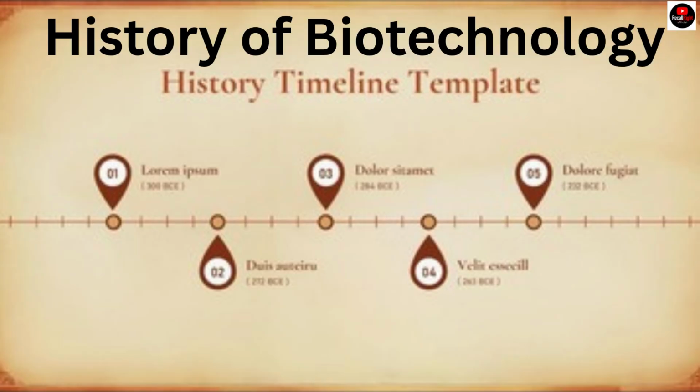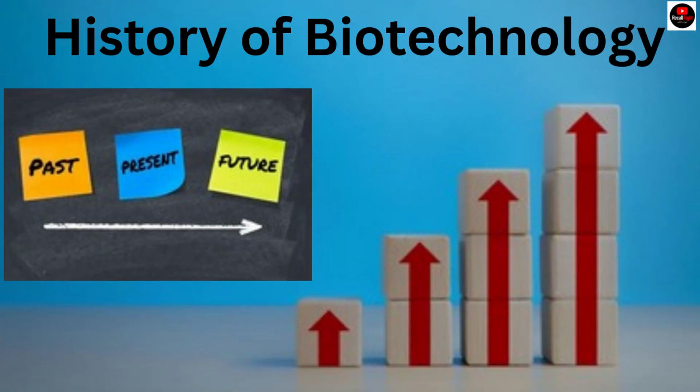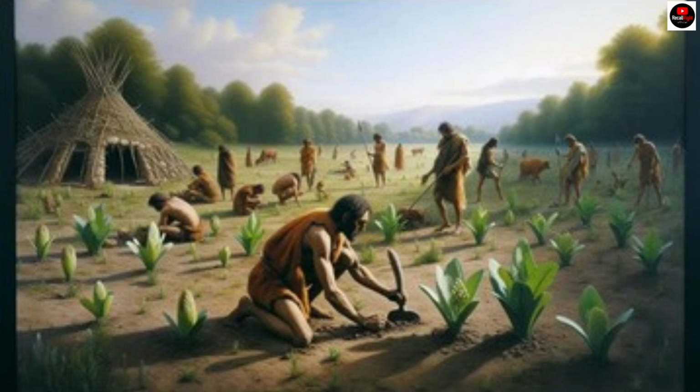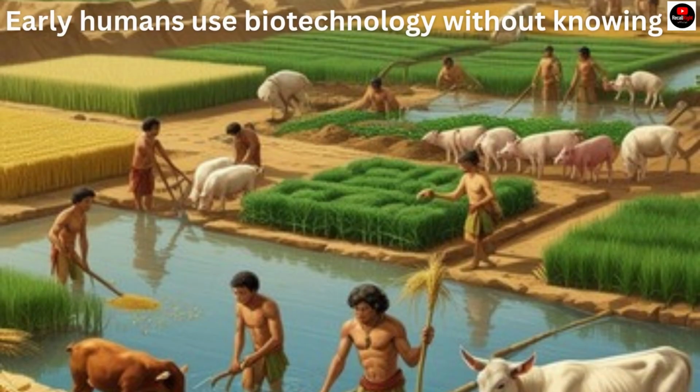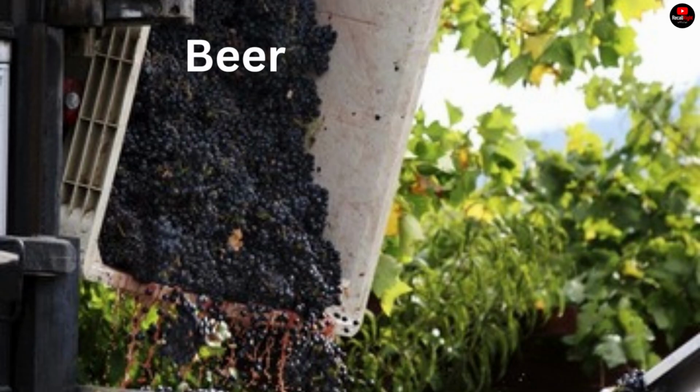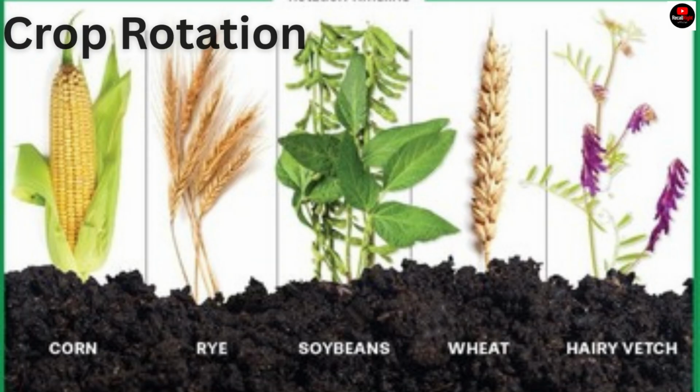History of biotechnology. Now let's understand how biotechnology evolved over time. Prehistoric biotechnology, around 4000 BC. Early humans used biotechnology without knowing it. Use of wild plants, use of yeast to make bread, beer, wine. Start of agriculture, crop rotation.